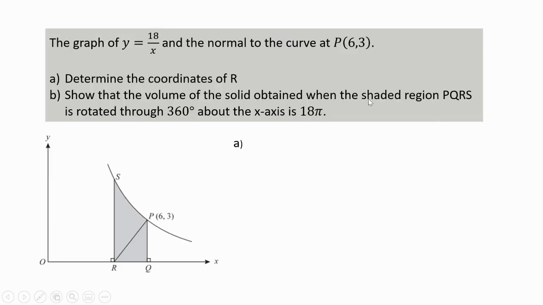Okay, so this question here is also some type of question you could get asked. They give you y is 18 over x and the normal to the curve at P(6,3). Okay, so that's the normal. So that's determine the coordinates of R. Okay, so the coordinates of R, I would find the equation of the normal, I would assume, and then I'm going to find the x-intercept.